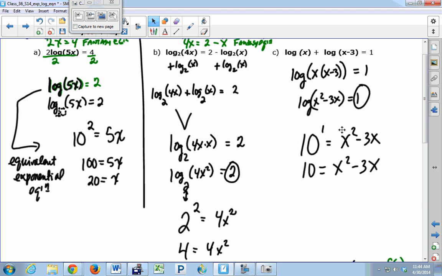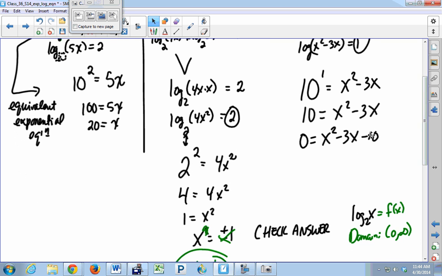What type of equation is that? Quadratic. How do I solve a quadratic? Set it equal to 0 and factor if you can. That's the easiest way to do it. So what are the factors of 10 that differ by 3? What are the factors of 10 that differ by 3?